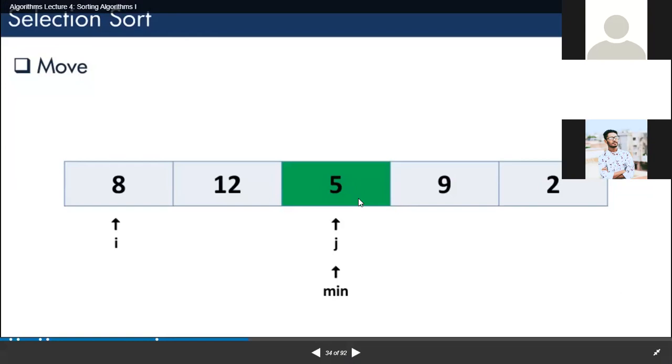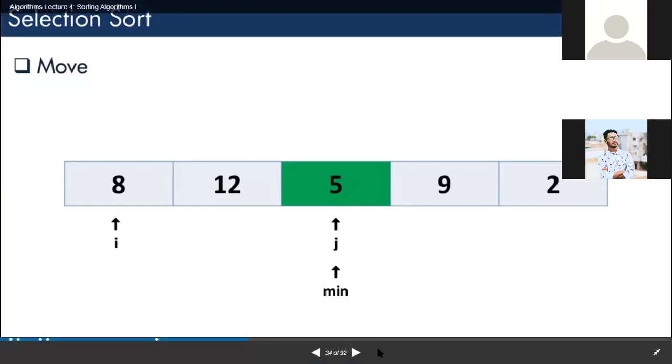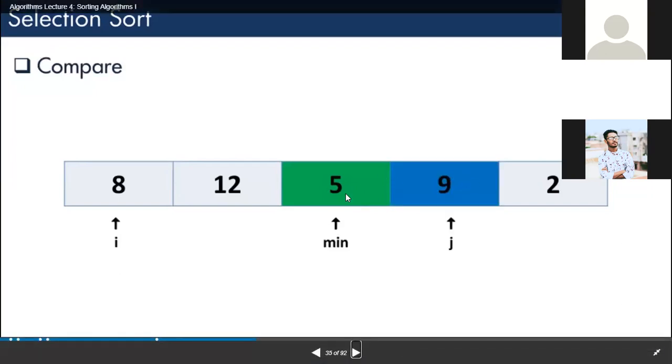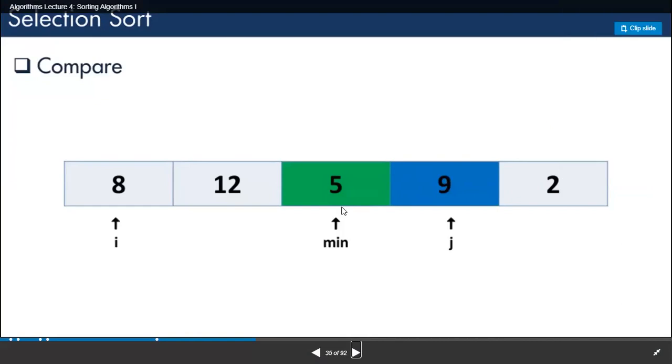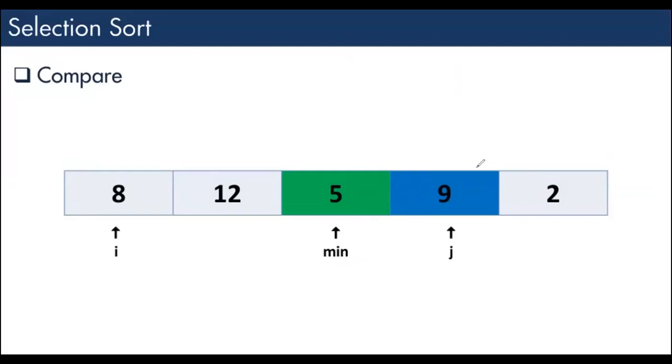Previously, if you remember, in bubble sort we swapped two adjacent elements, but now we are not just swapping the elements. We swap only once. We'll discuss it more later. Then again, you compare these two. Is this the smallest one? Still 5 is the smallest one, so min will point to 5. Okay, min is still pointing to 5. Let's go for the next one.